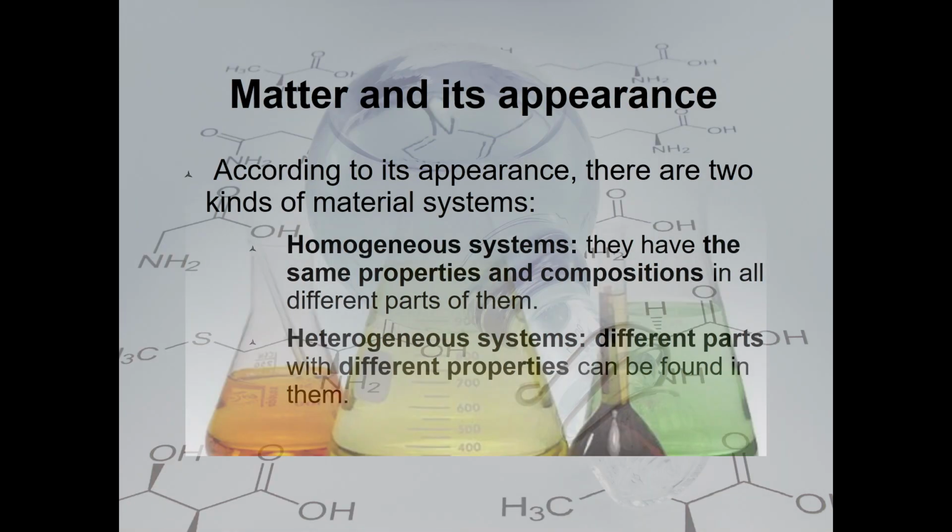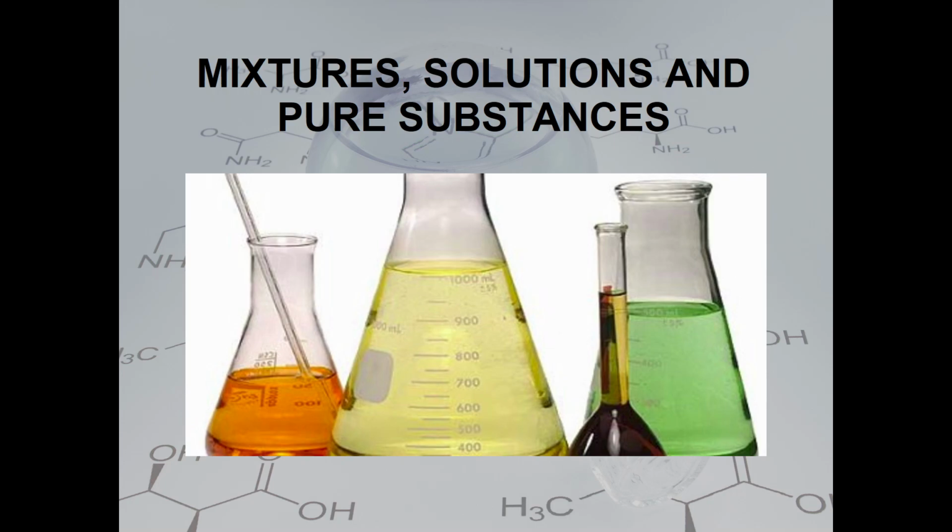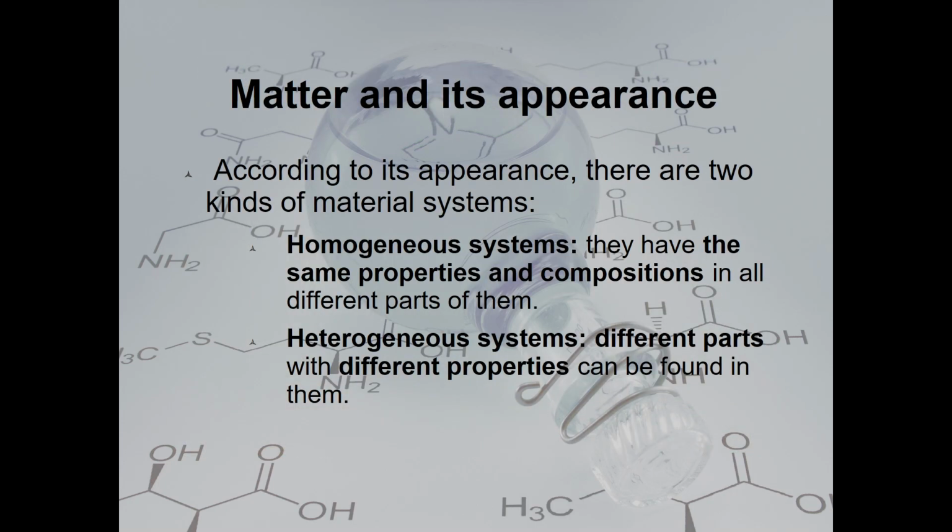So let's look at the difference between mixtures, solutions, and pure substances. Did you know there was a brick made out of tea? So there are two types of mixtures: homogeneous and heterogeneous.